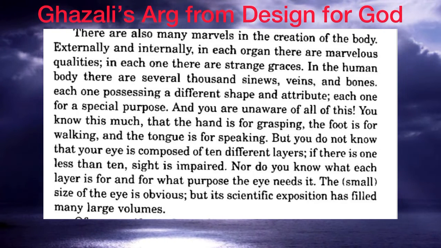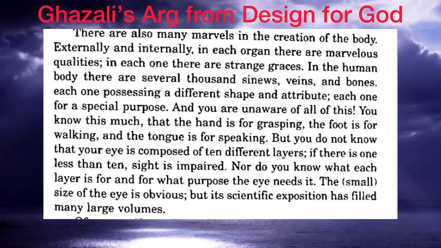But you do not know that your eye is composed of 10 different layers. If there is one less than 10, sight is impaired. Nor do you know what each layer is for and for what purpose the eye needs it. The small size of the eye is obvious, but its scientific exposition has filled many large volumes.